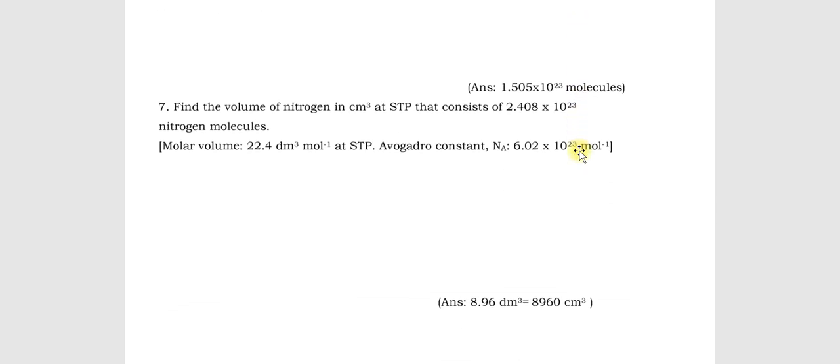This one maybe number 7. See guys. Find the volume of nitrogen in centimeter cube. Look, it says centimeter cube. So your last answer you have to multiply by 1000. If you want to convert to dm cube, divide by 1000. If centimeter cube, multiply by 1000.